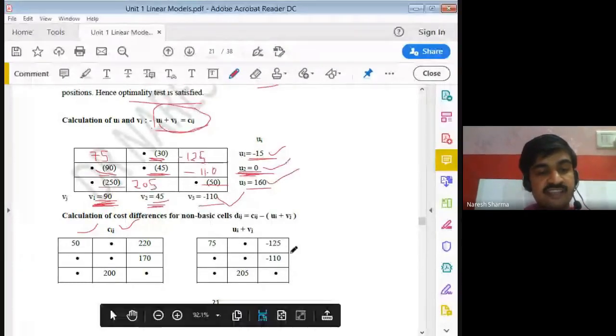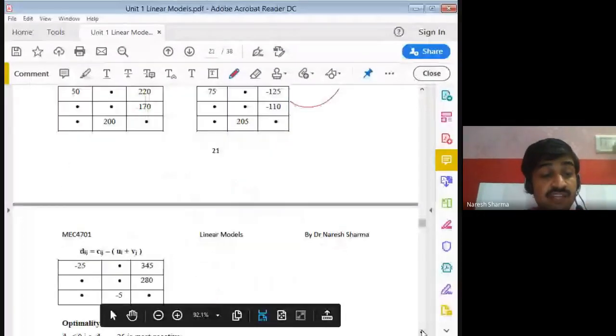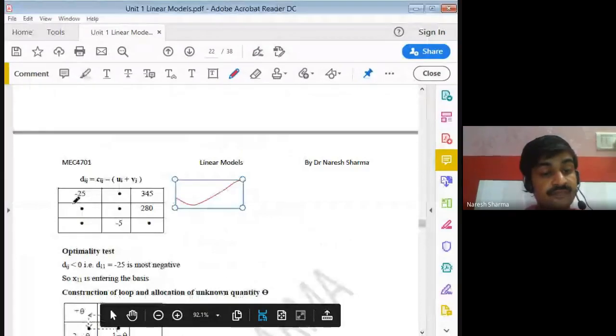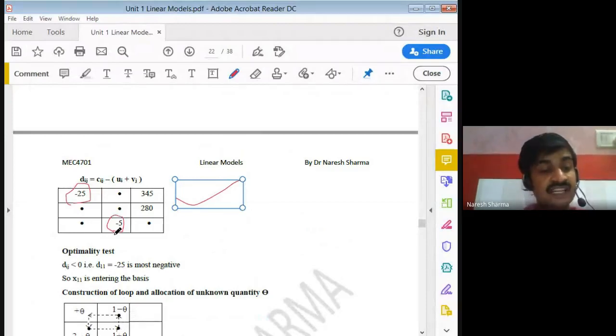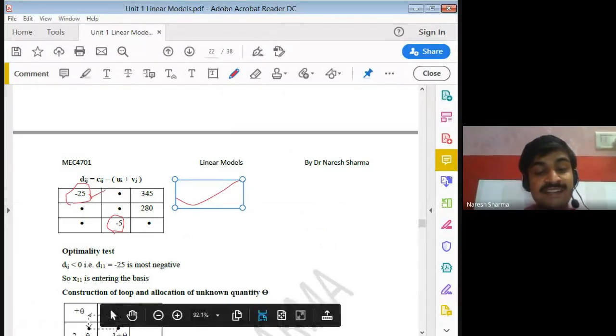Now taking the difference between these two only, subtraction. After taking difference, you get this one. So if you see here, we have two negative values. So this optimality test requires us to remove the negative dij. So take the most negative, that is minus 25, and this location is now the entering variable, and you require to remove one variable from the remaining ones.